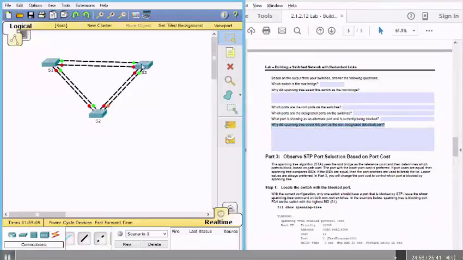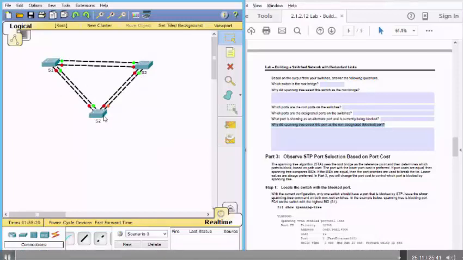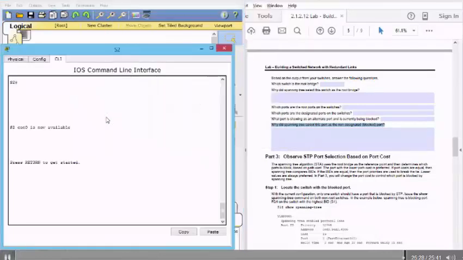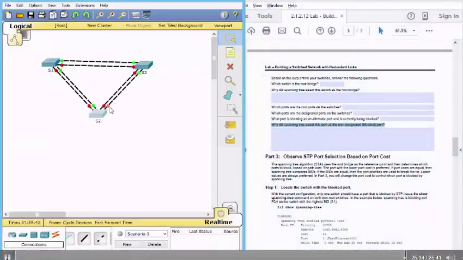So if switch 3 wants to get to the root bridge, it has this path, and switch 2 to get to the root bridge has this path, at the same cost. But to get from switch 2 to switch 3, it has to go through switch 3. This is one path and this is another path. So this is the redundant path, and redundant means extra. That's why they have blocked this extra path and extra cost.